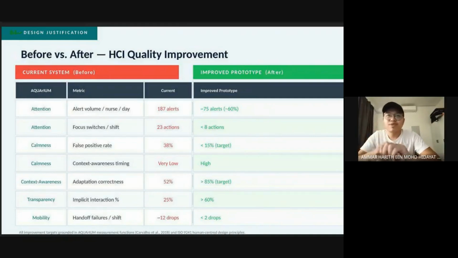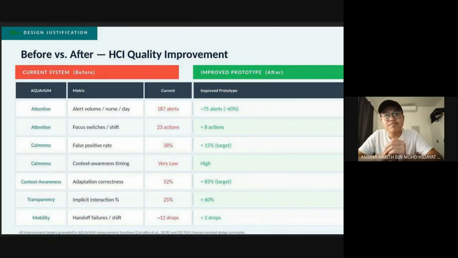On context awareness, adaptation correctness is currently at just 52%. Our improved prototype targets above 85%, meaning the system correctly tailors its behavior to the situation in nearly 9 out of 10 cases. For transparency, the implicit interaction, which measures how much the system communicates without requiring explicit input, jumps from 25% to over 60%. So nurses shouldn't have to ask the system what it's doing; rather, it should surface that proactively.